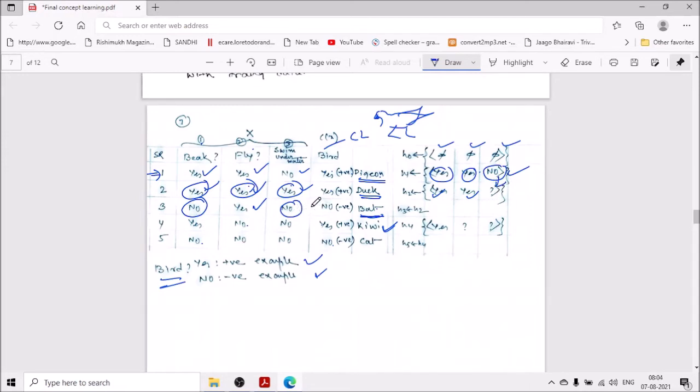Okay. Are you getting this one? So we can see here. 1 second we can see.